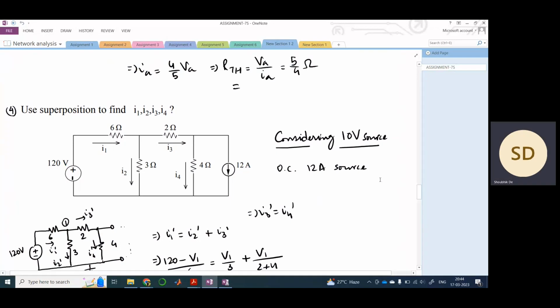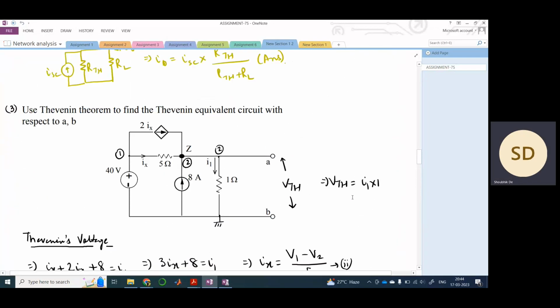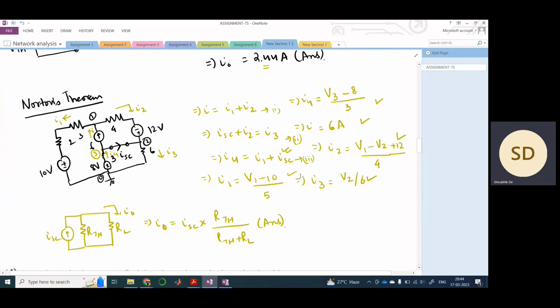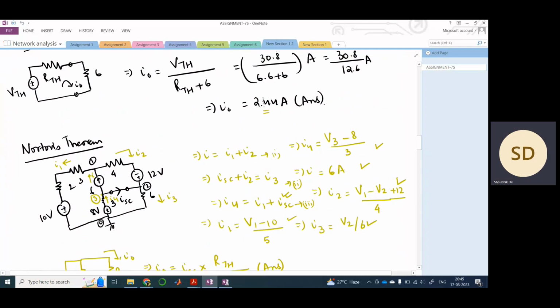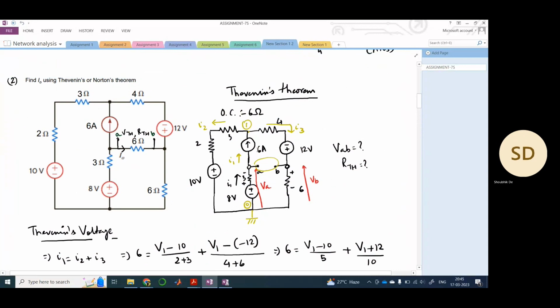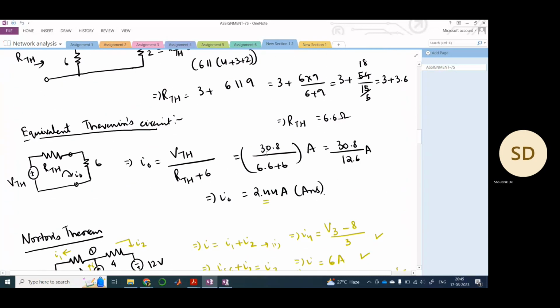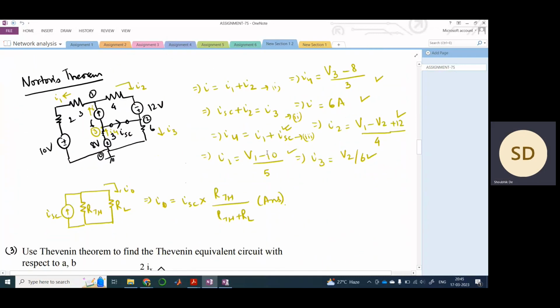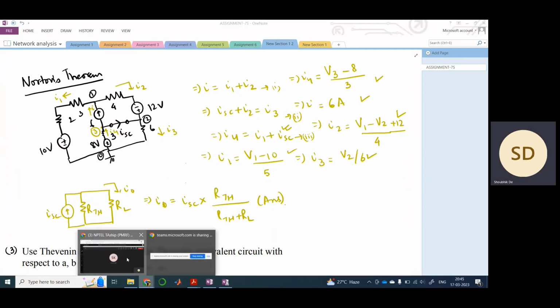So please go through these problems, and also try to solve this using Norton's theorem and verify the answer. Right. This is a pretty good problem that we solved today. So yeah, that's it for today.